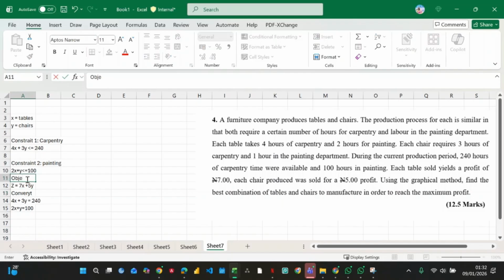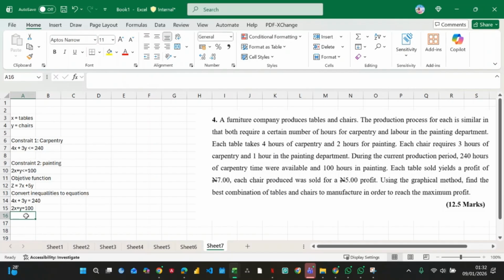So we want to convert our inequalities to equations. So now we have converted it, and this is what we have. You understand?